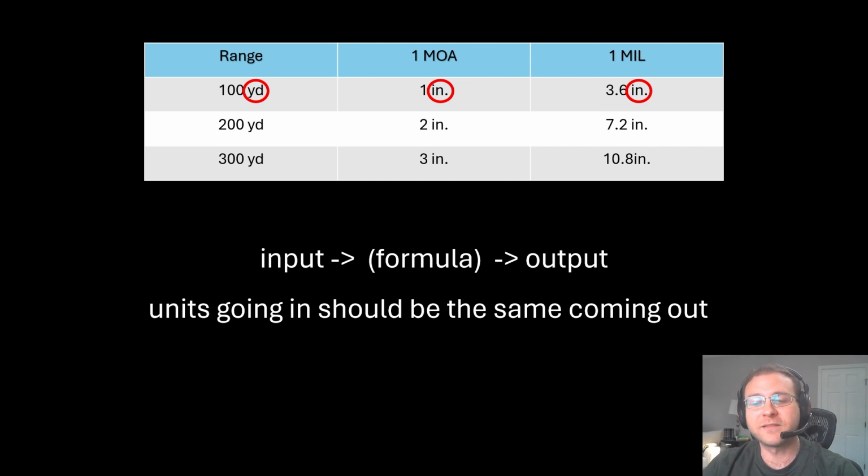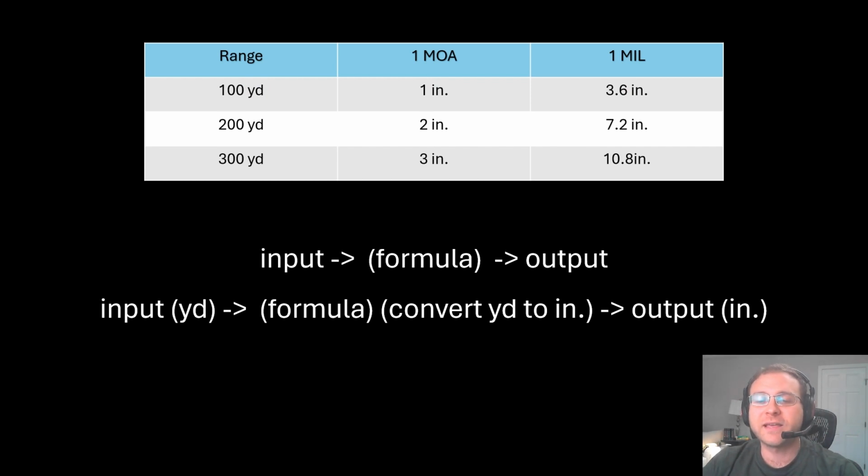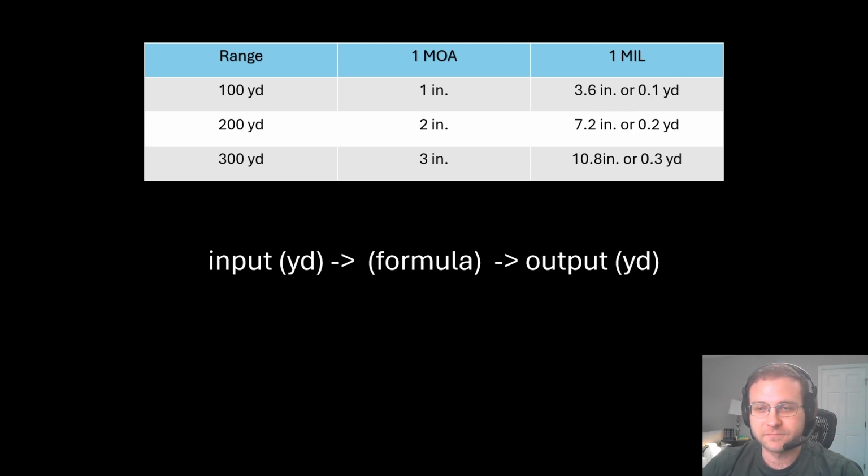So the formula that this chart represents is not just 1 MOA or 1 mil. It's also doing the extra step of converting yards to inches. So watch what happens if we remove that extra step of converting yards to inches and instead just look at the mils side of the chart when we use yards for our input and get yards for our output.